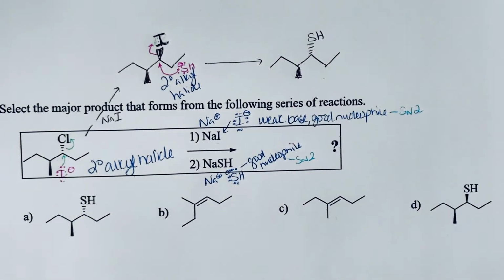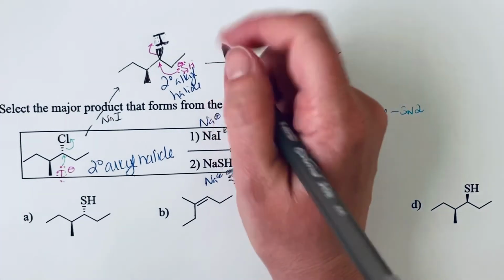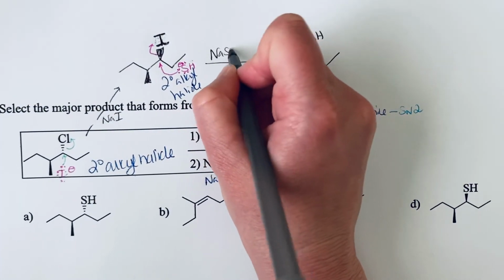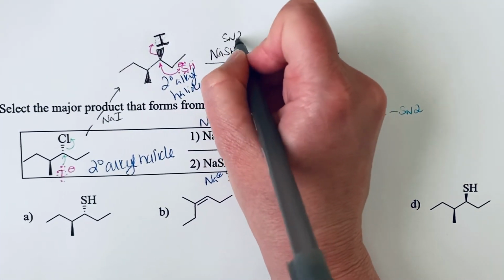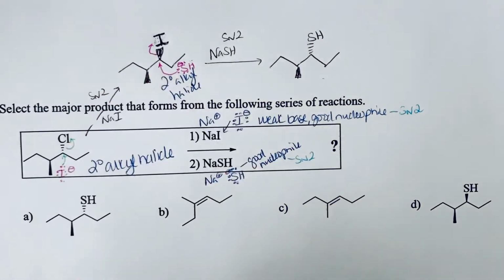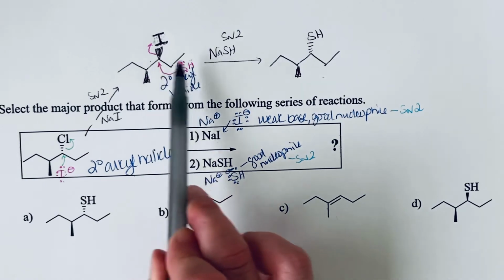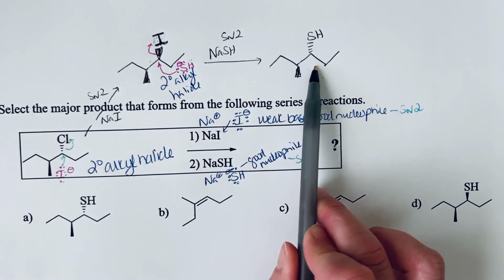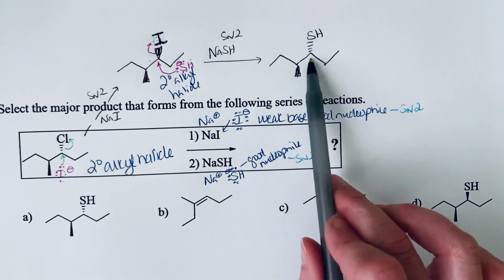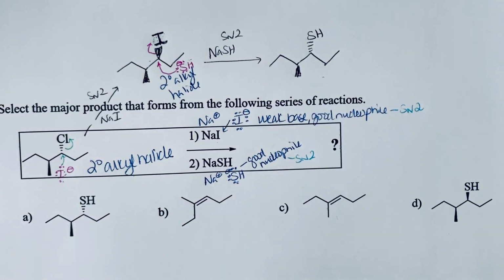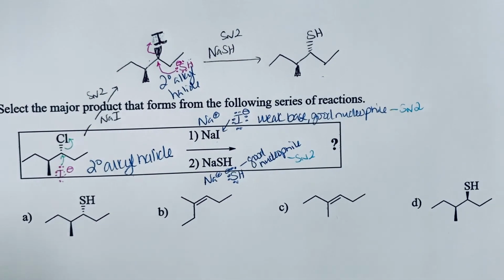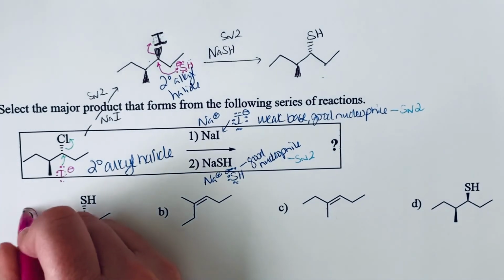So what we've seen here is that we do two consecutive SN2 reactions. In our first step, the SN2 reaction inverts the chirality, and in the second step, it inverts it again. So the overall result is it looks like we've retained the chirality from the starting material. So we're just going to pick that out of our options, and we can see that that is A.